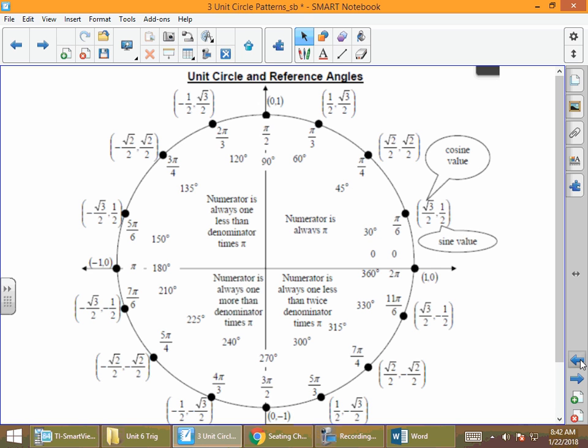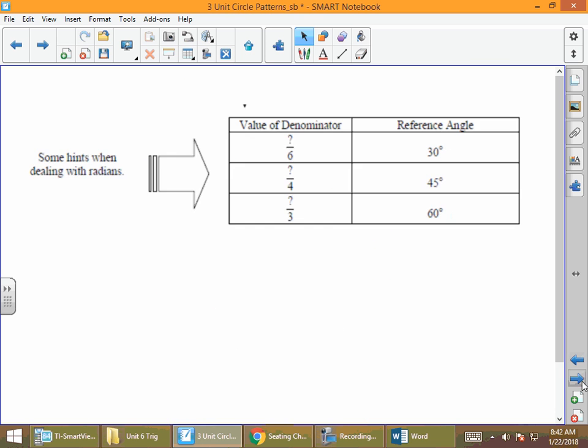Which I think I just gave away here, because as I look at that table here, the value of the denominator, pi over 6, I don't know what to say for this one. Pi over 6 is 30 degrees, pi over 4 is 45 degrees, pi over 3 is 60 degrees. But really, when I think of the unit circle, I'm always thinking of radians.